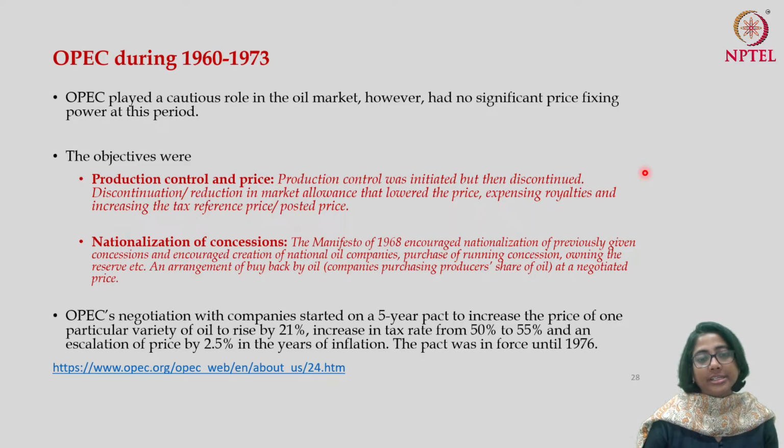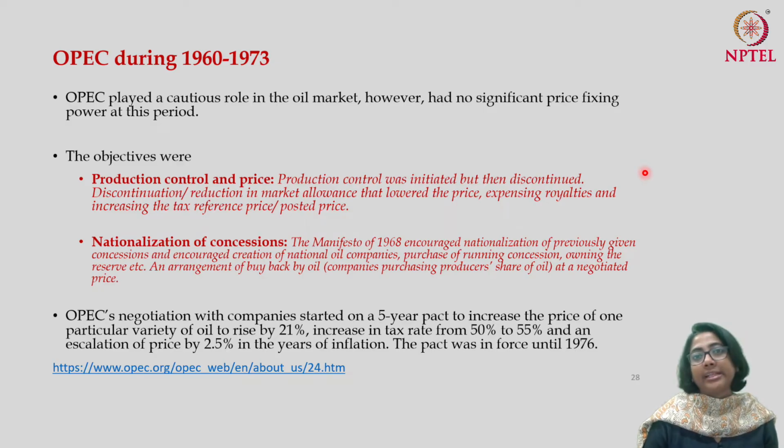The second, which we already discussed, was nationalization of concessions. The manifesto that we discussed was published in 1968. It encouraged the nationalization of previously given concessions, right? So we saw, for example, in Iran the concession was given, and a foreign company was operating in a nation where the nation did not have sovereign power or ownership over the natural reserves that it had. So OPEC actually encouraged doing away with this situation.